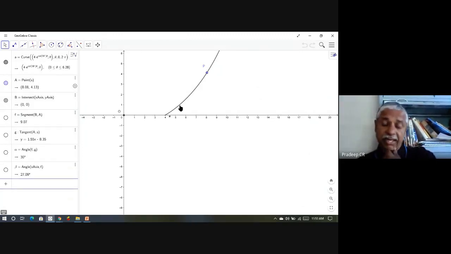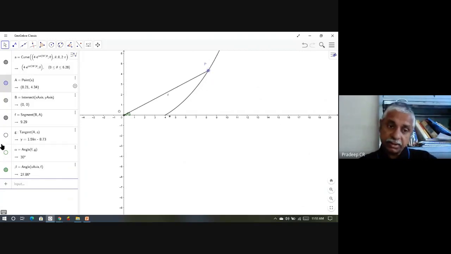r is equal to A e to the power of theta cot alpha. And an arbitrary point P also I have taken. And now this is r, the join of origin with the point. And then this is theta. Sorry, this is alpha. This is my theta. And as I move P on the curve, you can see r and theta varying.